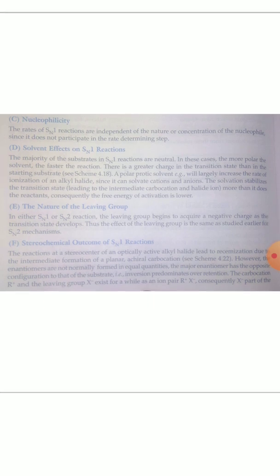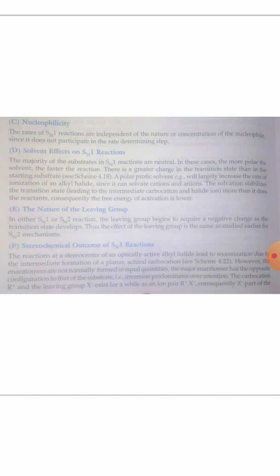Second is the stereochemical outcome of SN1 reaction. The reaction at the stereocenter of an optically active alkyl halide leads to racemization due to the intermediate formation of a planar achiral carbocation. However, the enantiomers are not normally formed in equal quantity. The major enantiomer has the opposite configuration to the substrate, that is, inversion predominates over retention.